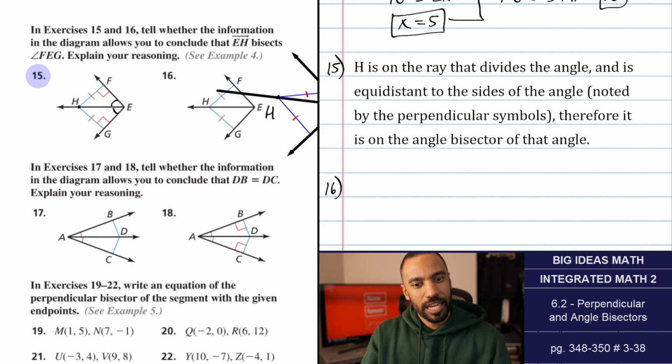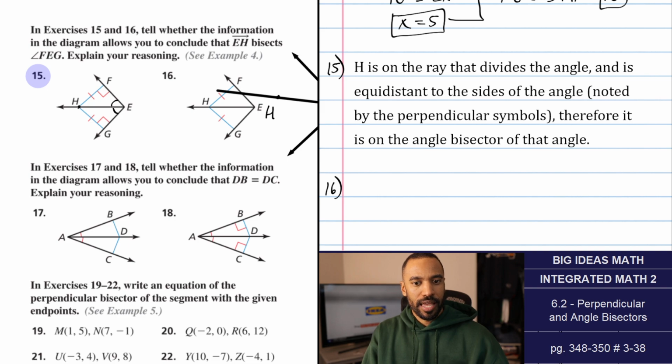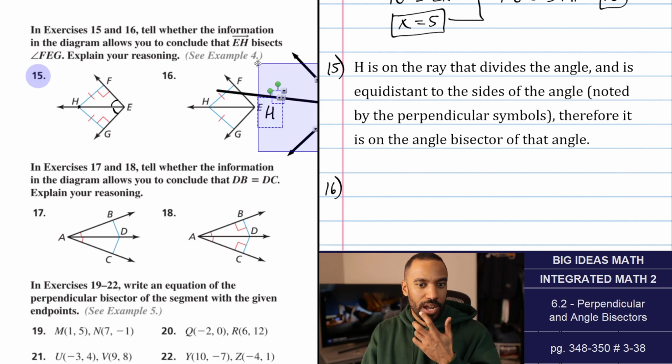But does that look like it's on the angle bisector? No, it looks like that's a more acute angle. Let me erase these now. No, it looks like this is a more acute angle than that other one is, right? This looks smaller than that. Because it is. It's not the angle bisector.